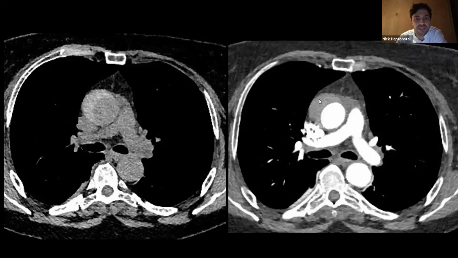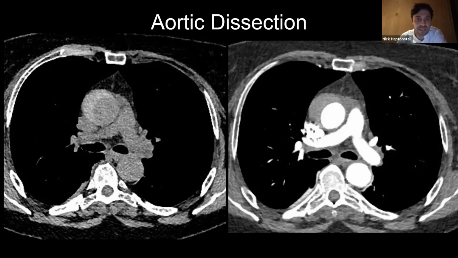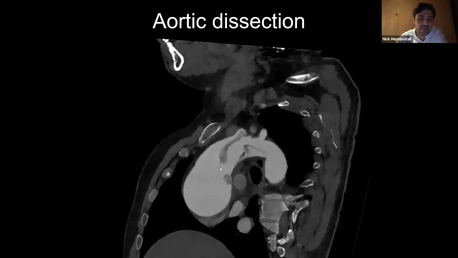Intramural hematoma and dissection are part of the same spectrum of entity. So in this case, this is an aortic dissection, but this is the partly reformatted image. So essentially the aortic root is dilated. You have these funny, weird lines within the aorta. So this is a dissection flap within the aorta.